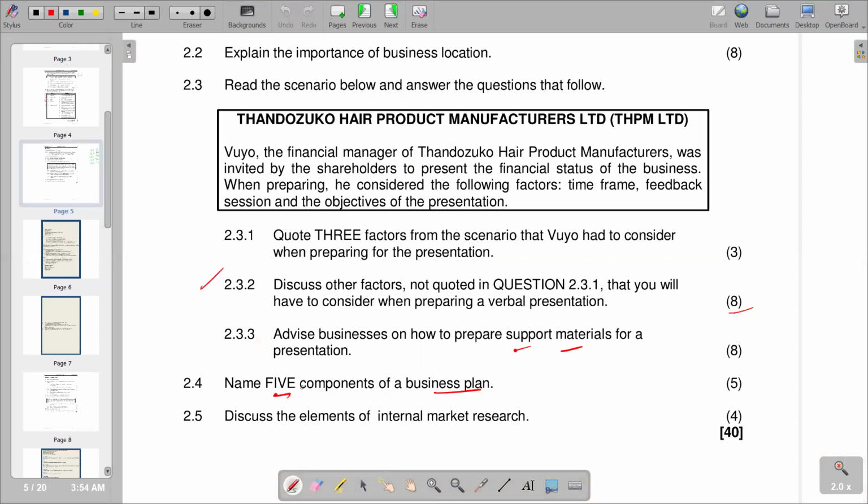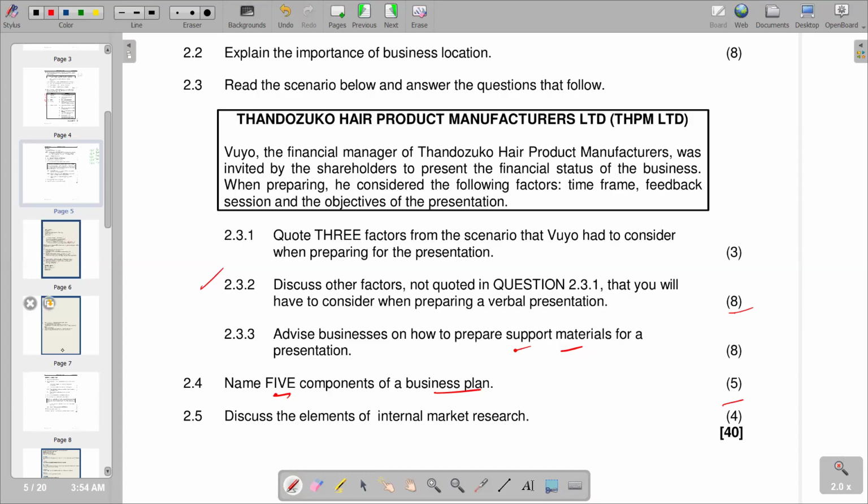Components of a business plan. And remember, it is 5 marks, and you can just choose 5 from what we have. So 2.5, discuss the elements of internal market research. So internal market research is information that is obtained by the workers in terms of our market. So this is basically what we have in the explanation of internal market research.